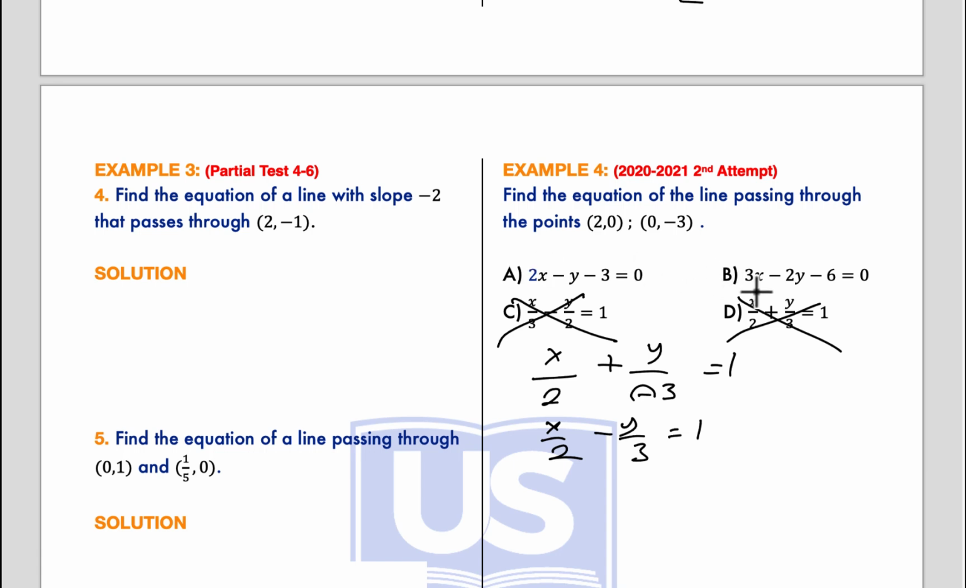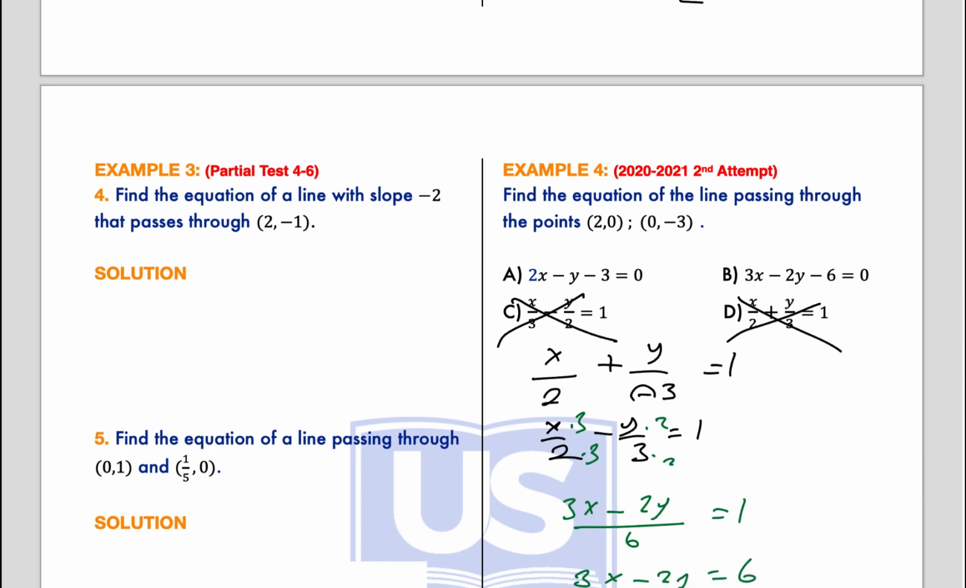So to get A or B, I should get rid of this fraction. How do I get rid of fraction? It's equalizing the denominators and cross multiply. Or from the beginning, you can use the slope point form. But I prefer this. This is up to you. Multiply top and bottom by 3 for the first one. Multiply top and bottom by 2 for the second one. So 3x minus 2y divided by 2 times 3, 6 equals 1. Cross multiply: 3x minus 2y is 6.